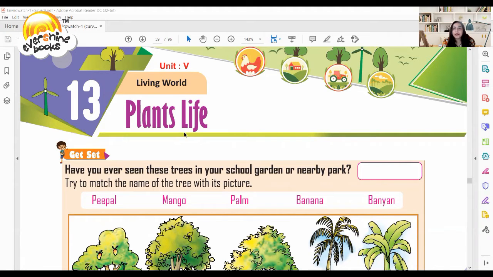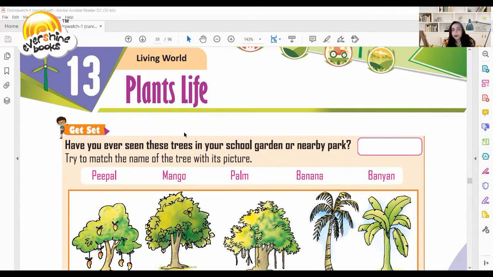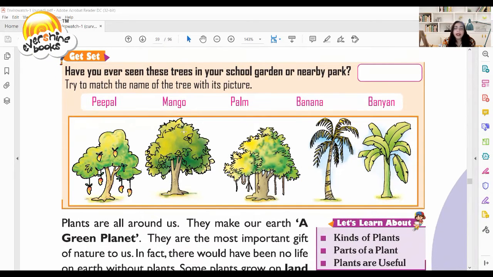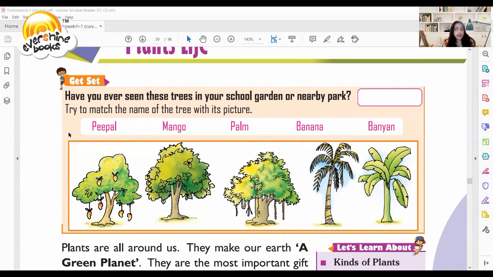Plants are all around us. You must have seen so many plants and so many trees in your nearby park areas, in your place, in your city, and even in your school. Look at the starter activity. Can you name the different types of trees? Let us start doing it from the first one.